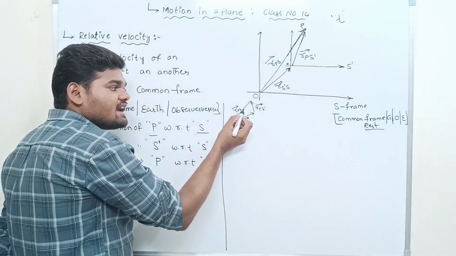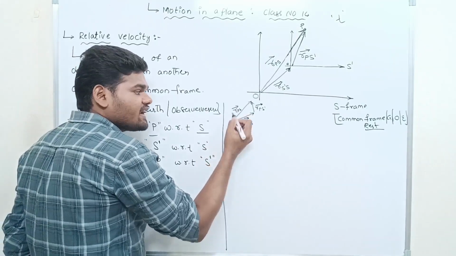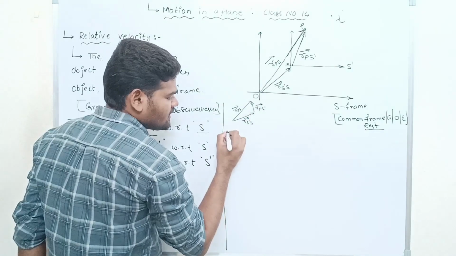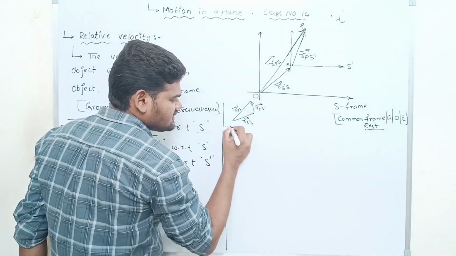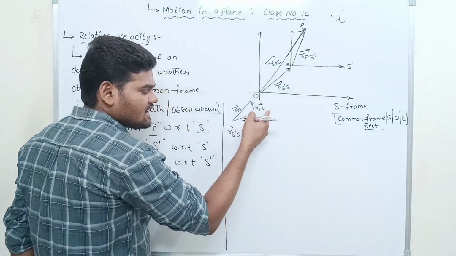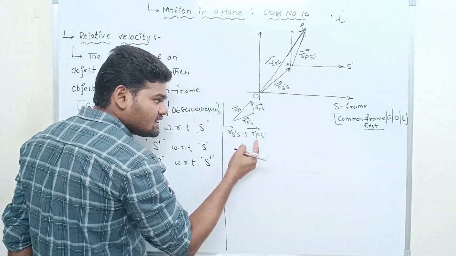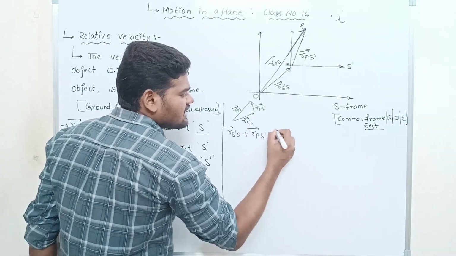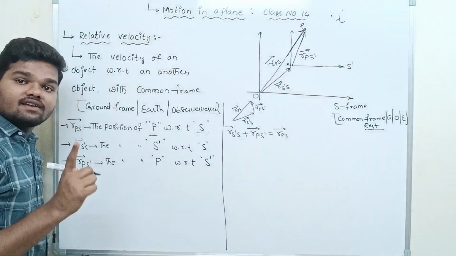Now R P S, this vector is in reverse order. Now the sum of these two, R S dash S plus R P S dash. So these two vectors are in order, then their sum is given by the third vector which is in reverse order. Are you getting any doubt?